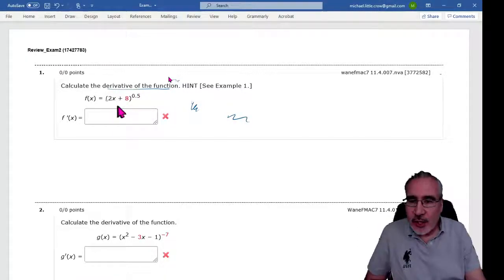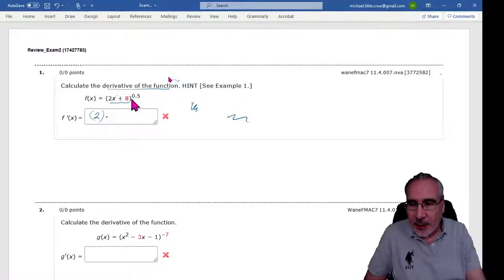This is going to be a chain rule. Now we take the derivative of the inside times the derivative of the outside. So the inside part, we're looking at 2x plus 8. Derivative of 2x is just going to be 2. Derivative of 8 is 0. Okay, so that's the inside part. That's its derivative. Times the derivative of the outside part. If we look at this exponent, it comes down in front. So 0.5.